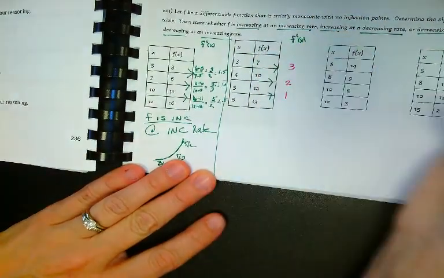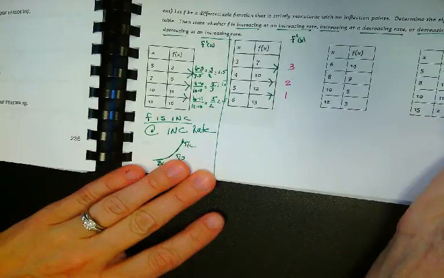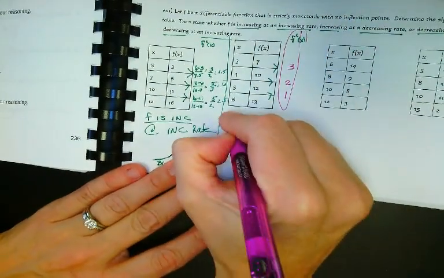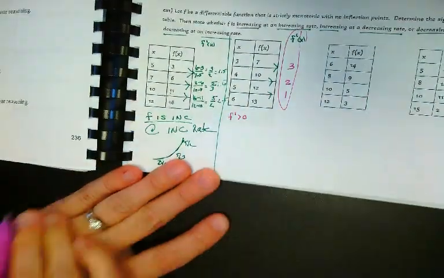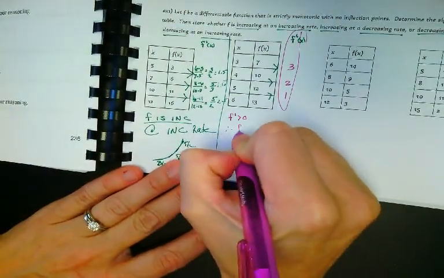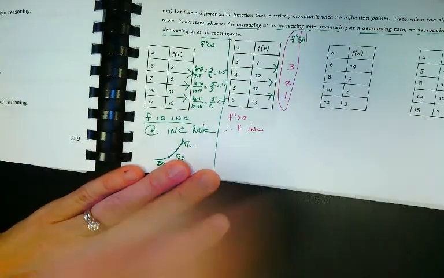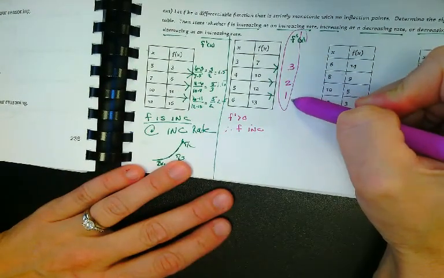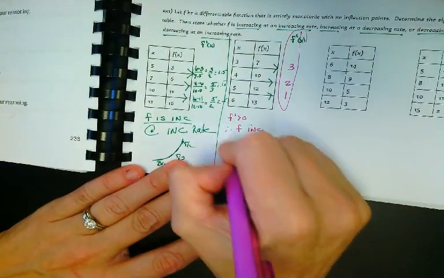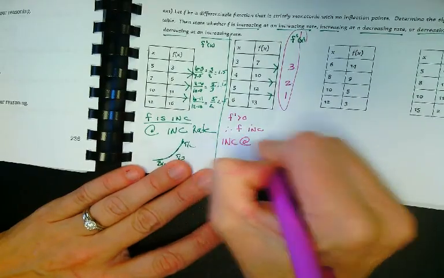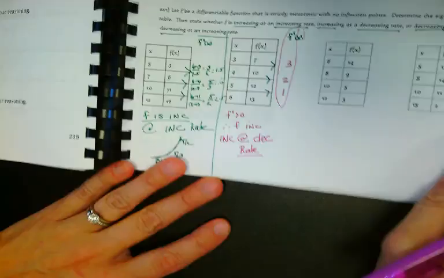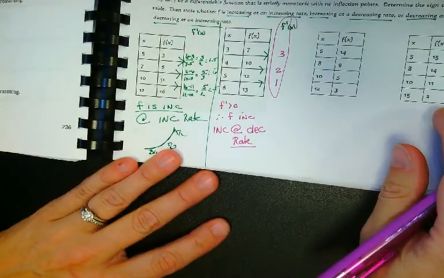I think I got a 3, 2, 1. Does that sound right? Okay, so my slope again is a what type of number? Positive. F prime is positive, therefore f is increasing. Now what are your slopes doing? Getting smaller. So it's increasing at a decreasing rate. Increasing at a decreasing rate.